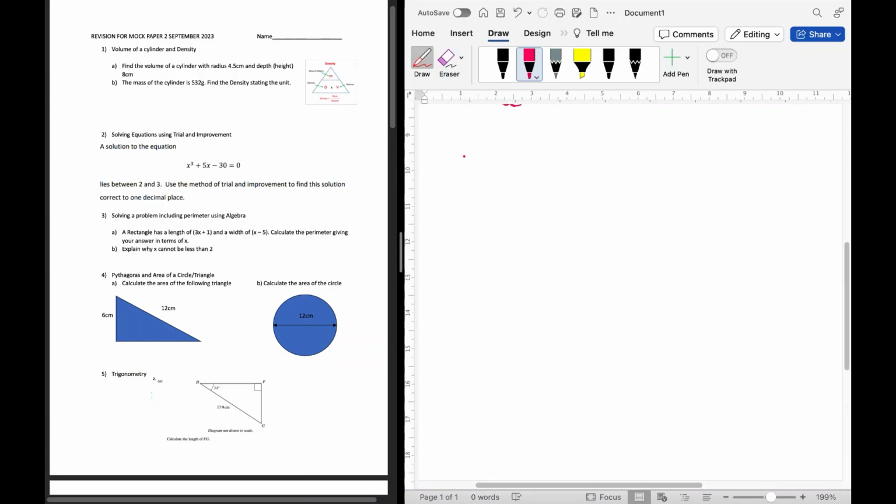Number 3. We've got a rectangle, and we're told the length is 3x plus 1, and the width is x minus 5. I know they're in brackets on there, and that's okay. If we were working out the area, we'd leave them in brackets because we'd be multiplying the brackets together. But because it's the perimeter, we just have to add everything, so we don't need them in brackets. Start with the x's: 3x, add another x is 4x, another 3x on the bottom is 7x, and another x on the side is 8x.